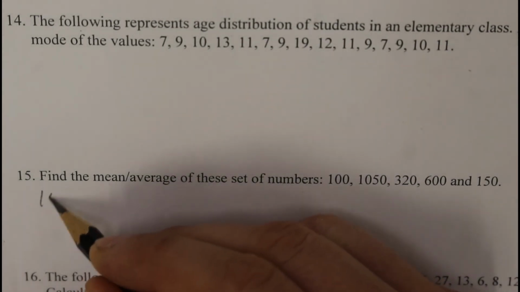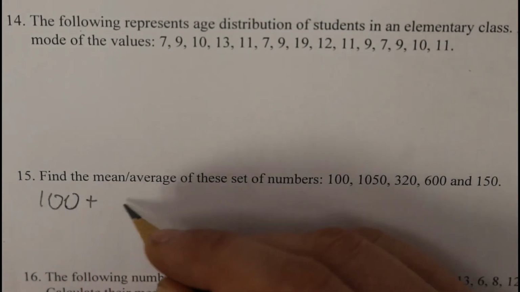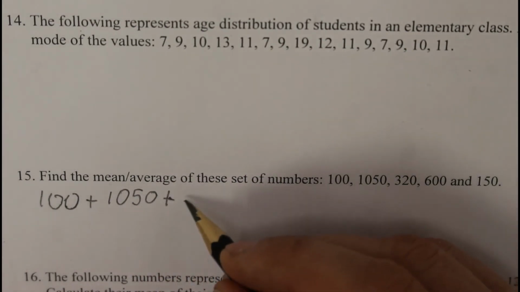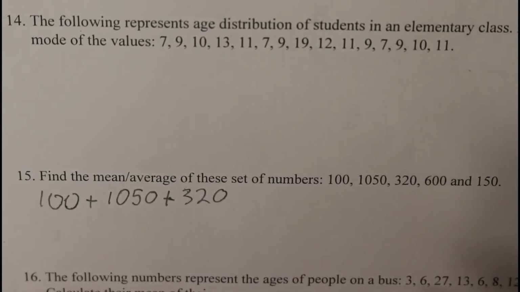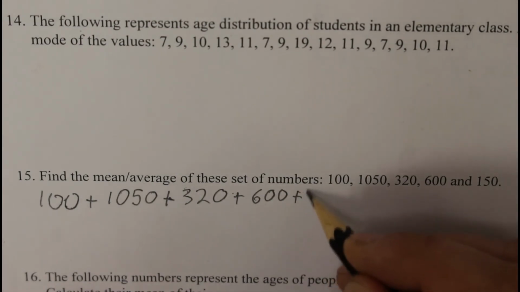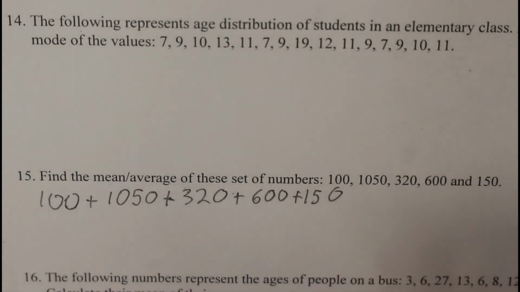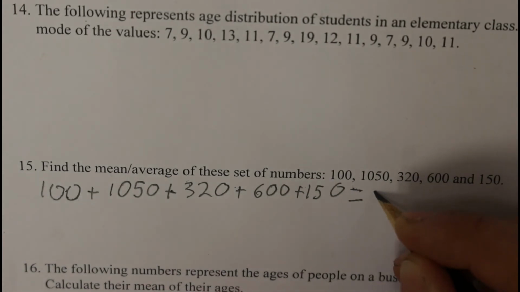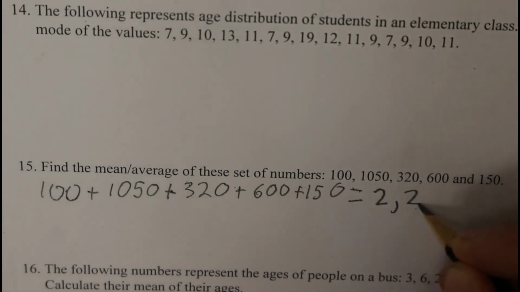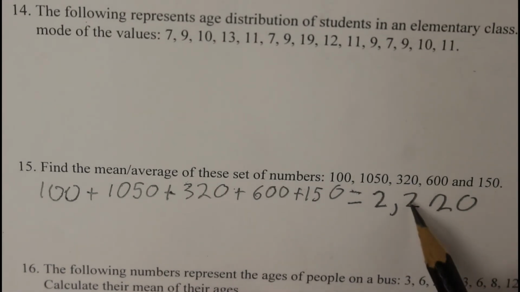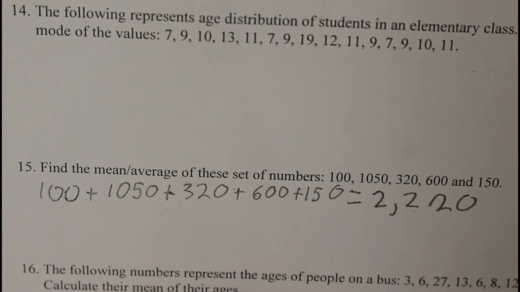So we have 100 plus 1,050 plus 320 plus 600 plus 150. And when we add these all up, we get 2,220. Awesome. So we have 2,220. We added all these numbers up, we got 2,220.